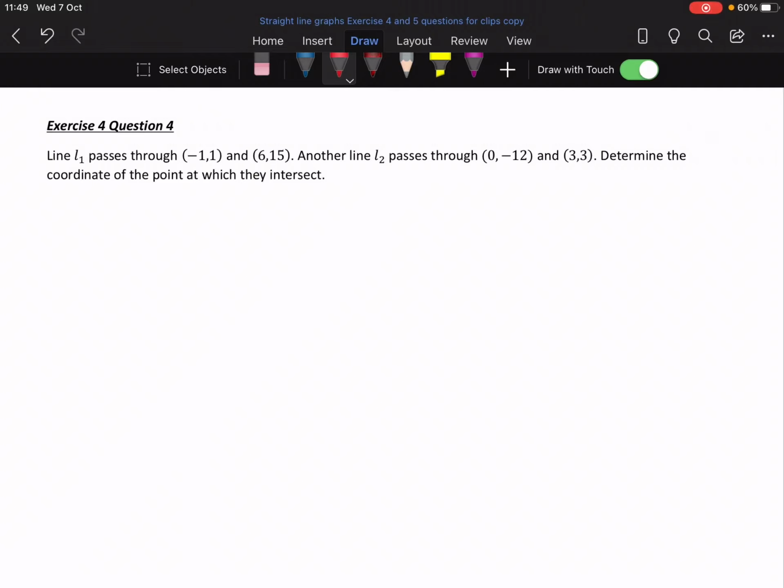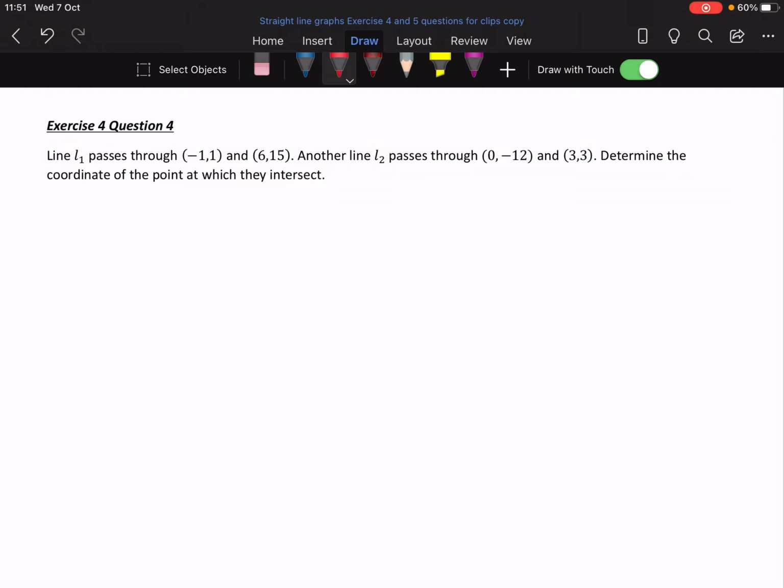Hello again, it's time for exercise 4, question number 4 on your straight line graphs pack. So let's read the question. The line L1 passes through (-1, 1) and (6, 15). L2 passes through (0, -12) and (3, 3). Determine the coordinates of the point at which they intersect.